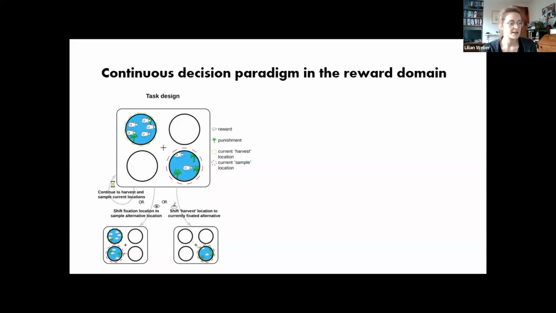But also what this hopefully allows us to do is to distinguish between decisions to harvest from a patch, a value-based choice, versus decisions to sample from a patch using their eye movements. And note that these two are not in competition with each other. Basically you're sampling different patches in order to make a good decision about which patch to harvest.